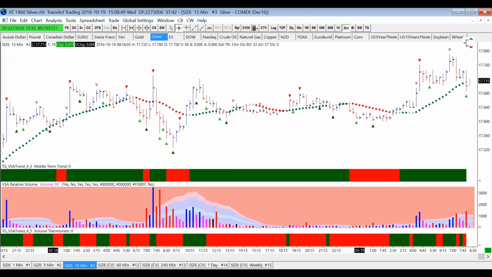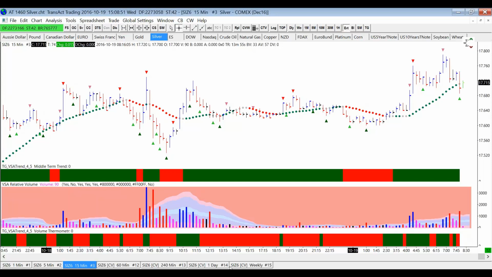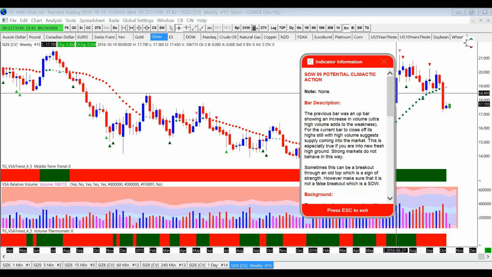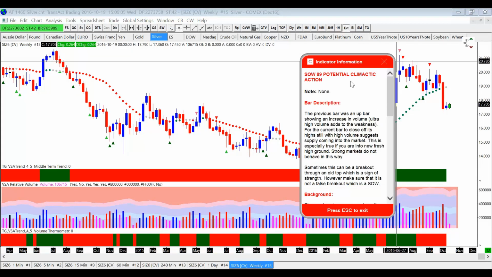Usually, right? Oh, it's on the top. Okay. Yeah. Now this is even more interesting. So this is silver, and you're going to notice a very big similarity between gold and silver, because they both do the same thing. But look up here. Look what's going on. There's your climactic action. You don't see that signal very often.